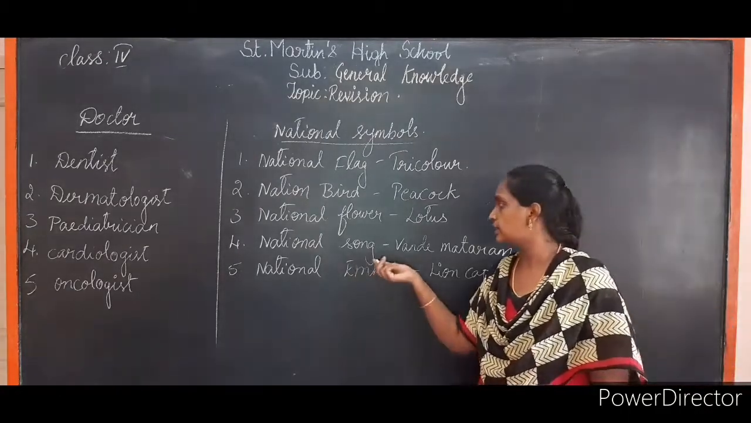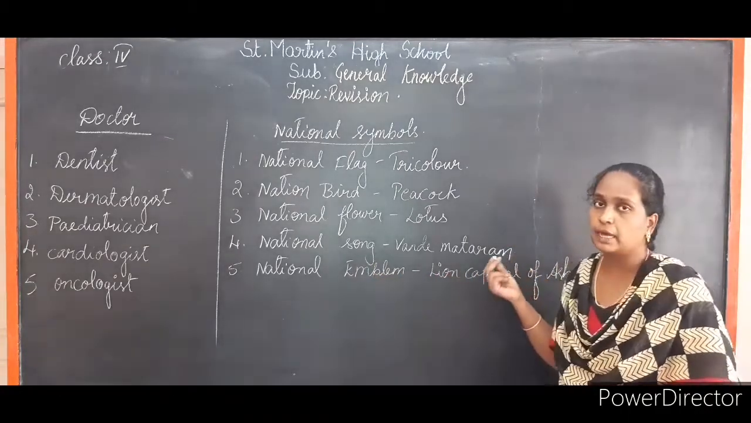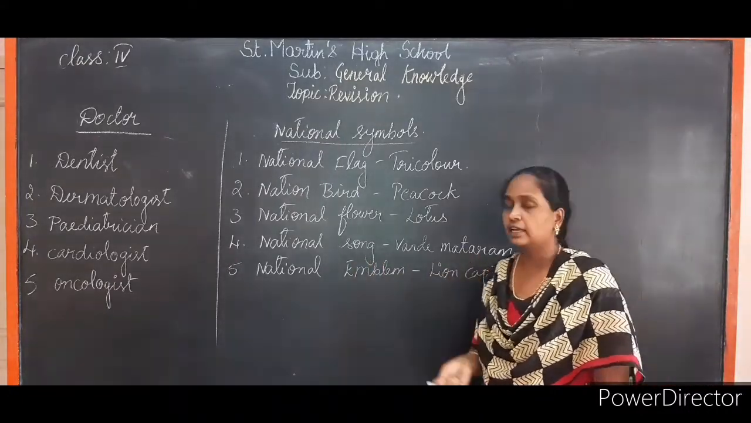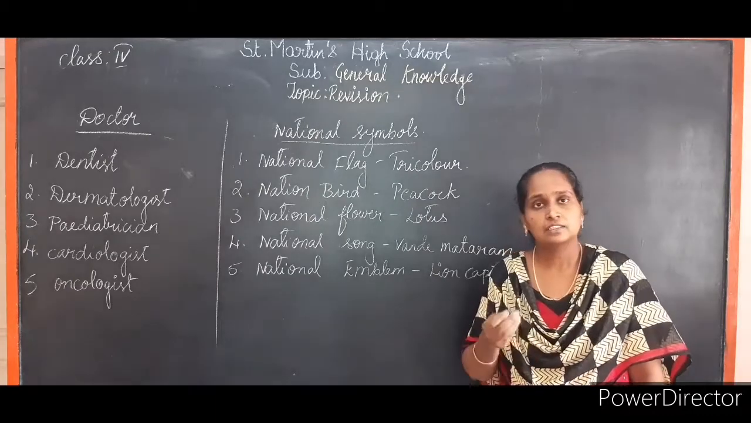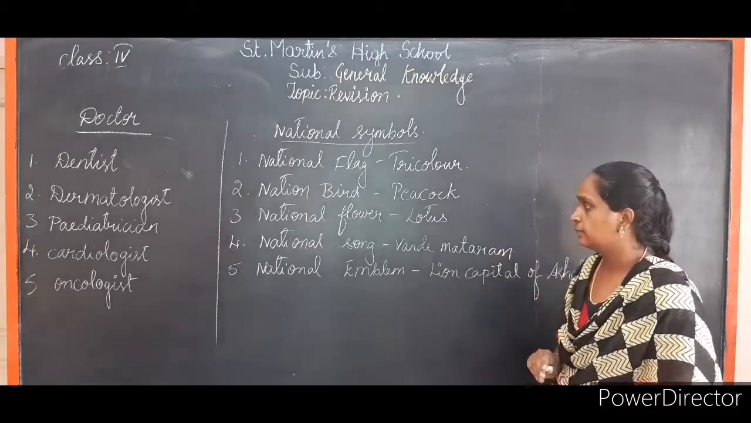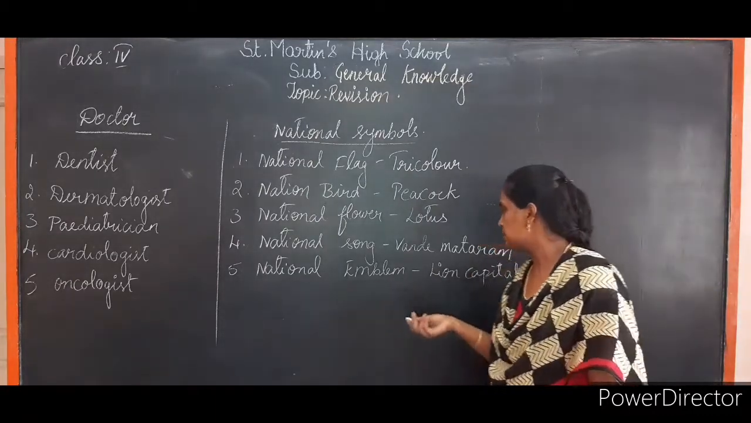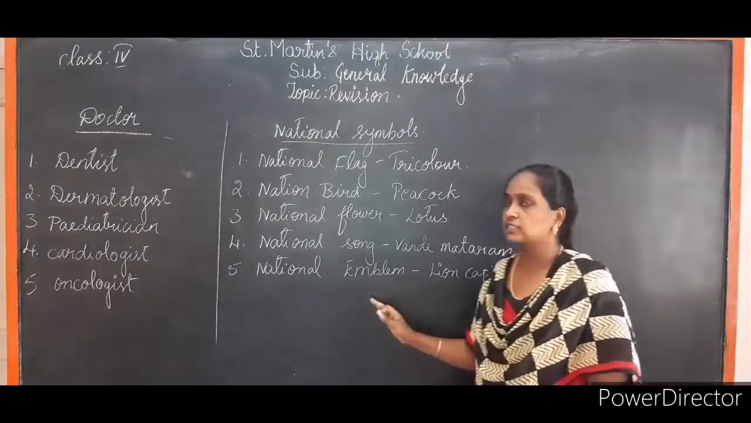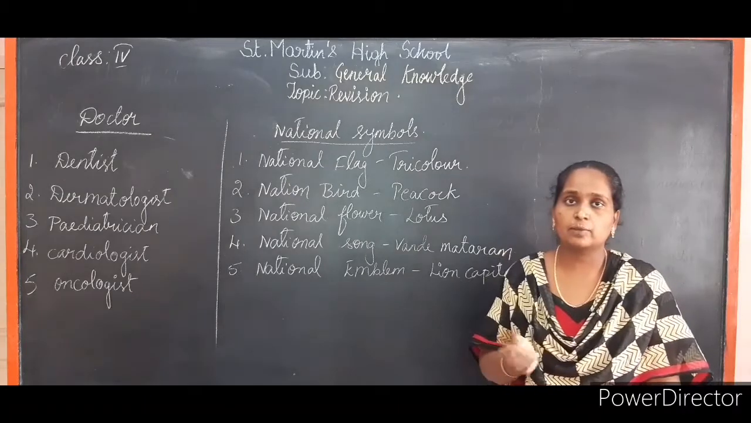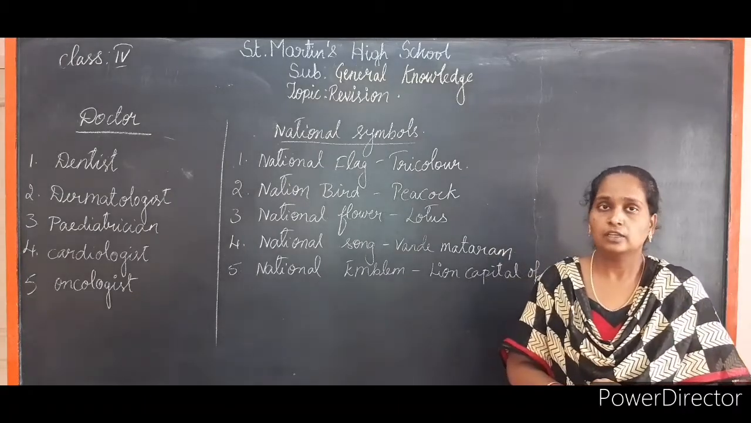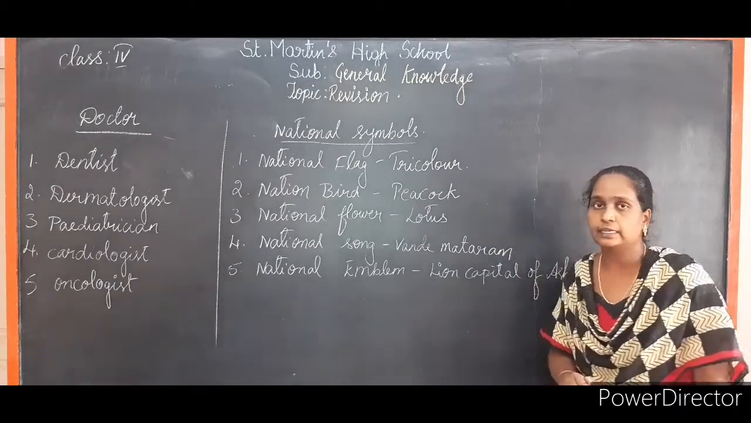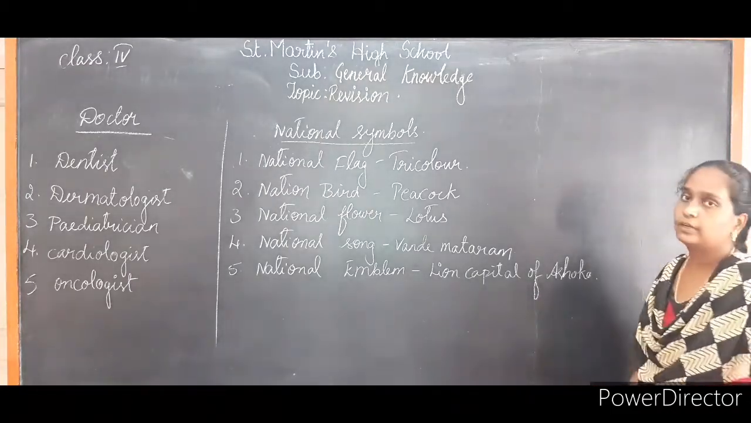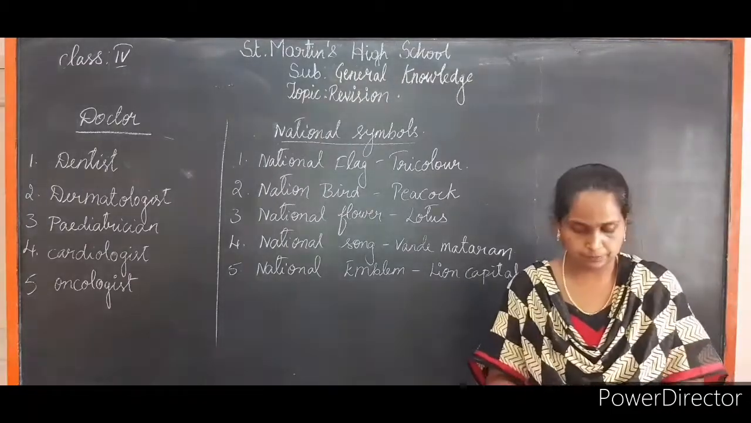And the national song is the Vande Mataram. National song, Vande Mataram. And the national anthem is the Jana Gana Mana. And the national emblem is the lion capital of Ashoka. We can find this national emblem on government documents and also on notes. National emblem, lion capital of Ashoka.